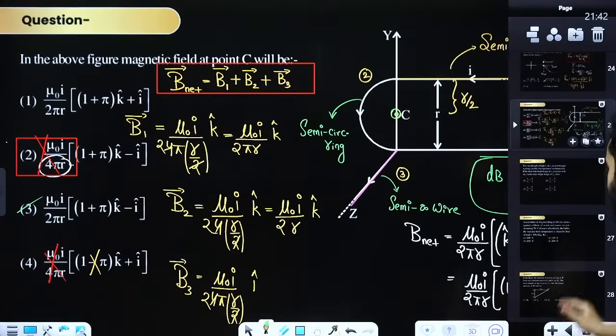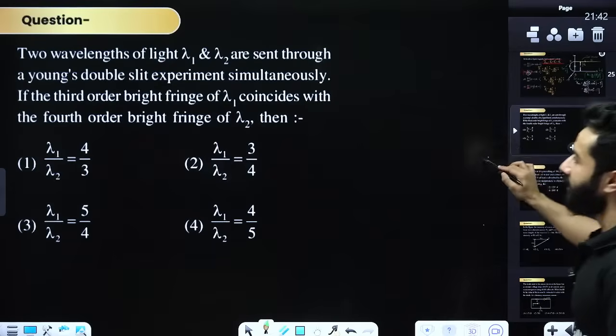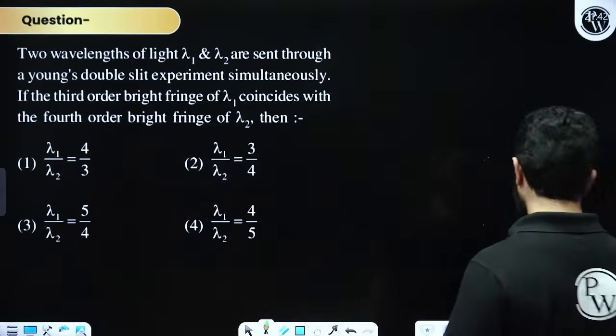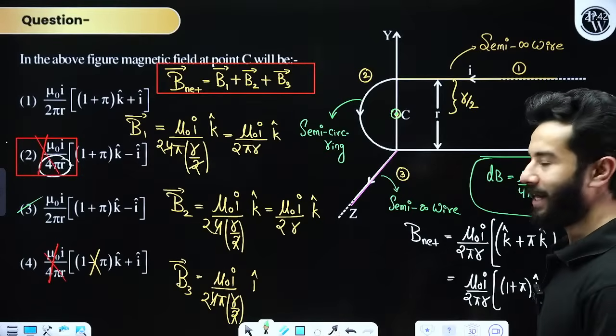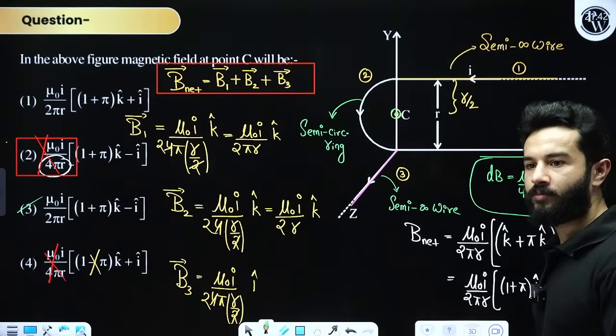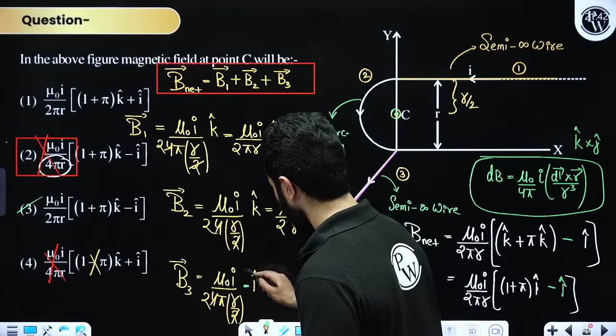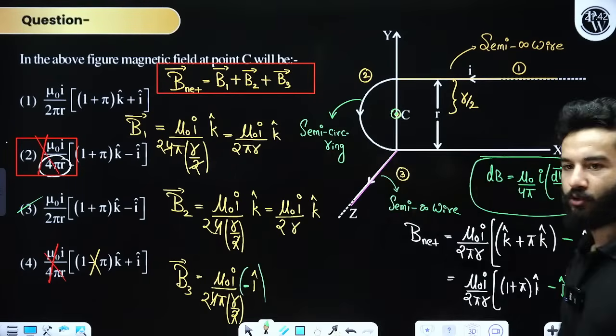Whoever has said it, please tell your name. Very good. This is the correct answer. Third is the correct answer. Minus I cap. B3 will be negative. We have checked it using Biot-Savart's law.